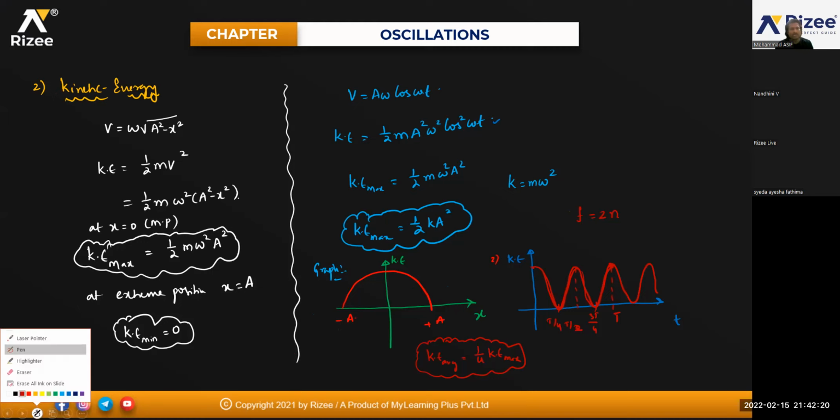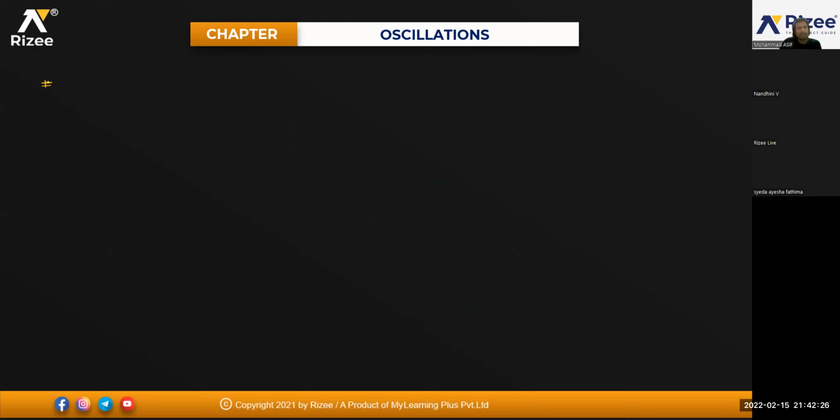So if I'm writing the total energy right now for this one, total energy. Can anyone tell me what is the total energy graph, beta? Total energy. Now add both of them. So total energy will be the sum of your potential energy plus kinetic energy. So let me write the potential energy and kinetic energy. Potential energy is equal to half into k into x square, and kinetic energy is half into k into a square minus x square. So total energy will be equal to 1 by 2 times of k into a square. This is your total energy.